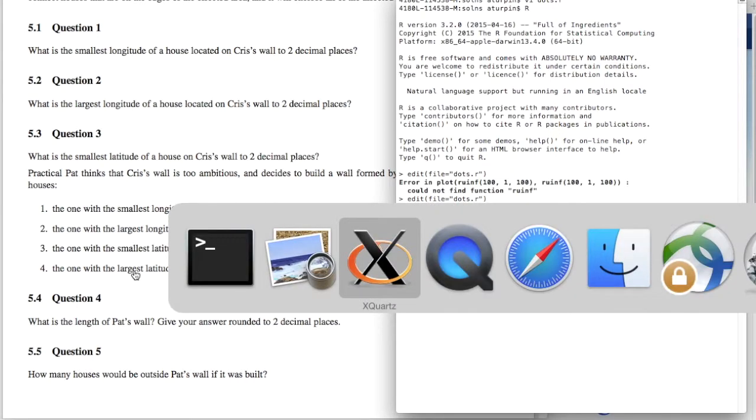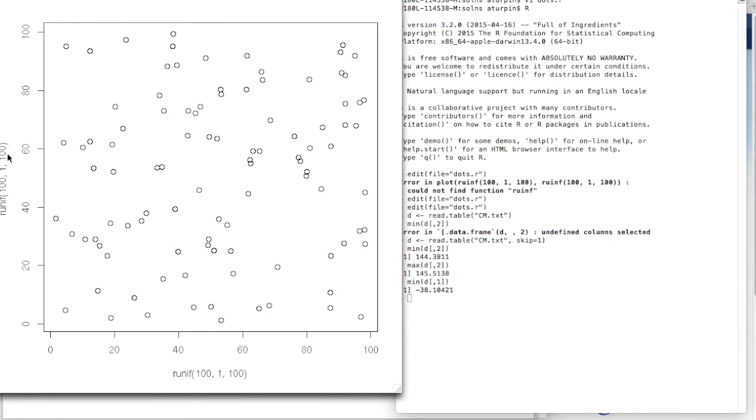So if we go back to our little dot screen here, what's going to happen is that we're going to choose this point here, the one with the largest latitude. We're going to connect it down to this point over here with the smallest longitude, then down to this point here and over to this point here. So we're going to get a square, but there's going to be some points left outside of this square.